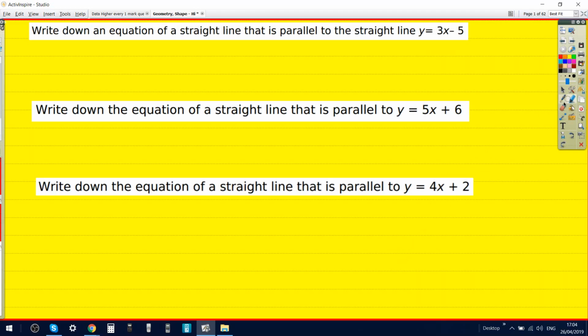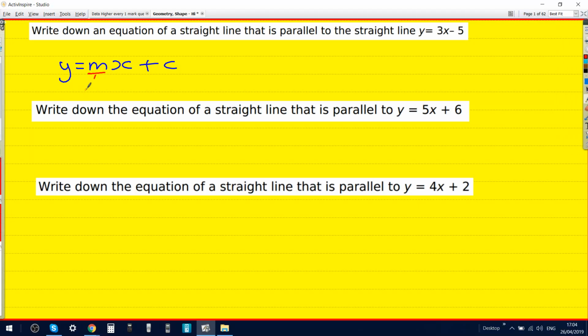Yeah. So what is the gradient of this line? I'm not sure. So it's always in the form y equals mx plus c. Yeah. And the gradient is m. And so gradient for this line? 3. Yeah. And so you have to write the equation of some other line with the same gradient. So you could just do y equals 3x minus 6. Yeah. How about the next one? y equals 5x plus 9. Yeah, that's fine.